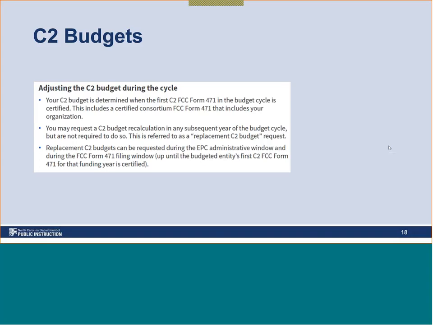So basically your Category 2 budget is determined, as we mentioned before, the first time you file or certify a Form 471 during that budget cycle.